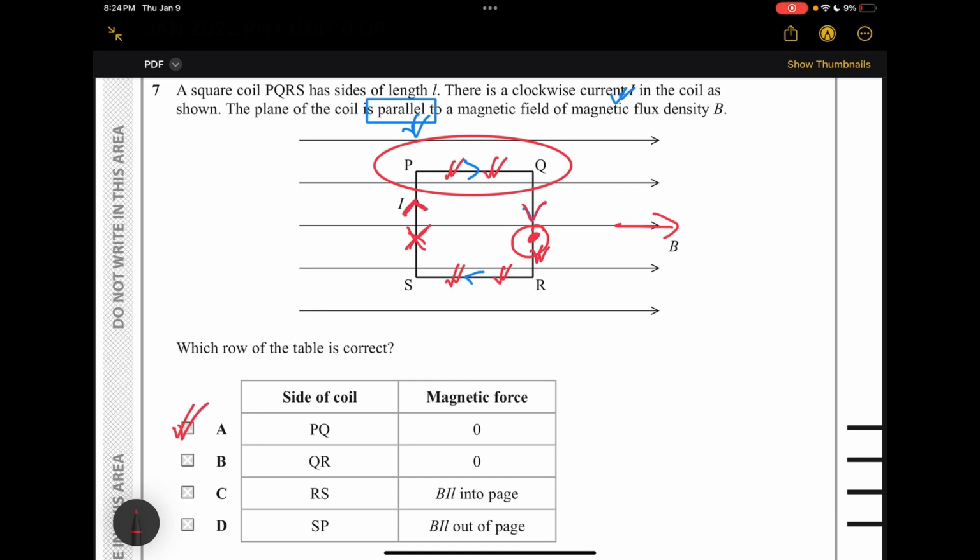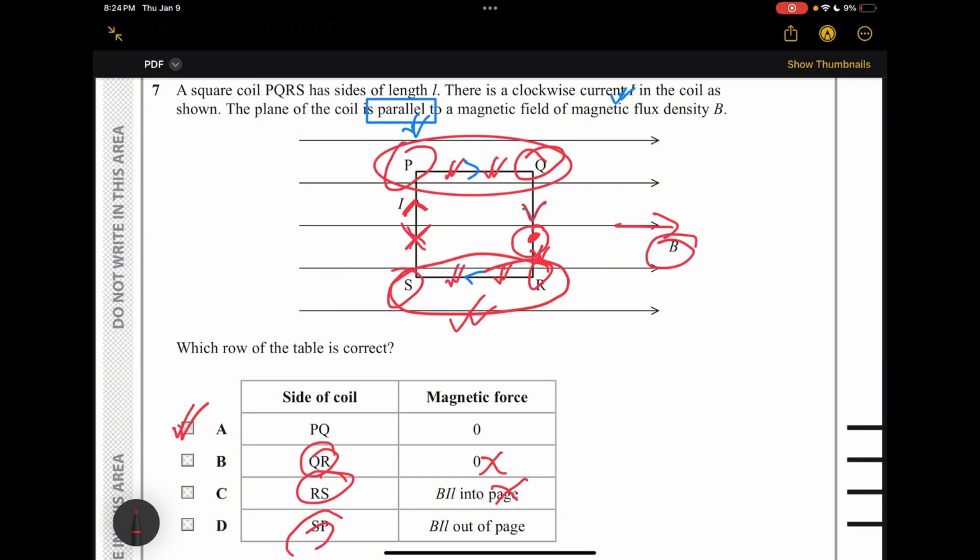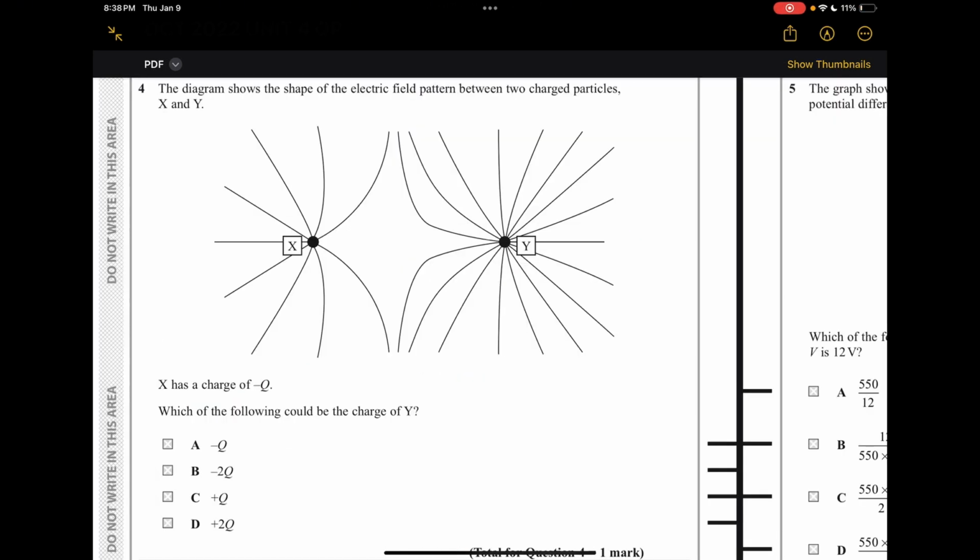So here if you look at QR, it is current out of the page, but they have written magnetic force 0, so it cannot be our answer. They are talking about RS. In the RS portion, the magnetic force is 0 because it is parallel to the magnetic field, so it cannot be our answer. Now talking about SP. In the SP part, it is magnetic field into the page, but they have written out of the page, so this is not the correct answer as well. Basically the correct answer is only this A. So we are done with this.